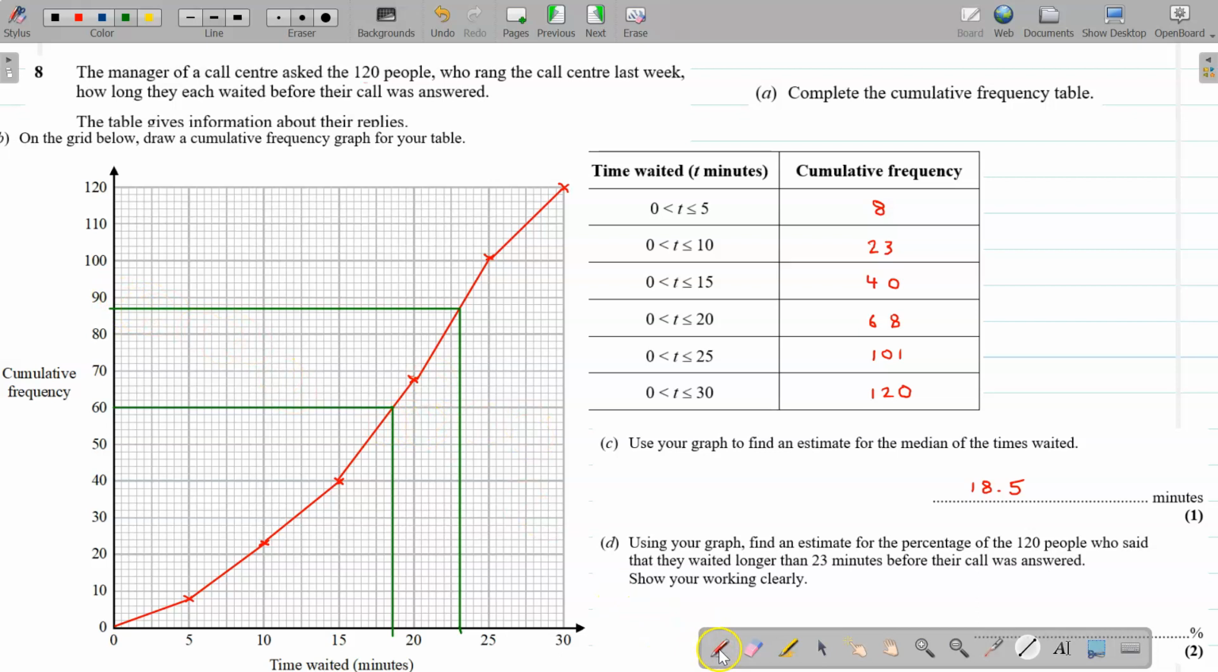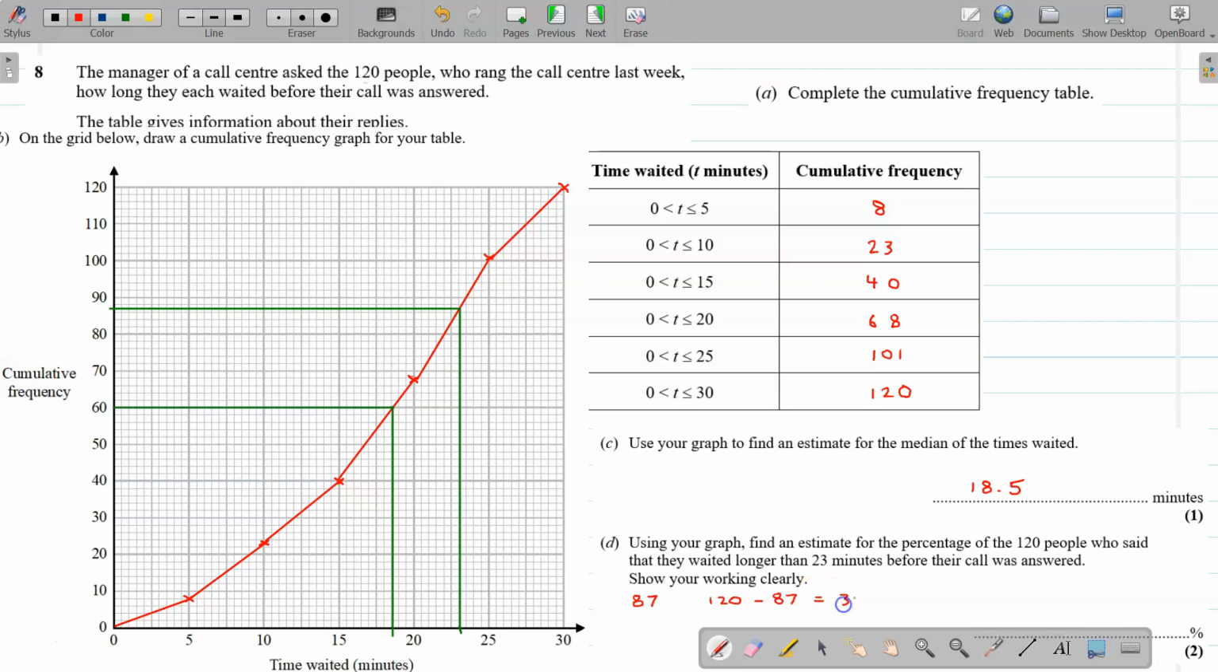Okay, so what I'm going to do is write down, you just got to interpret this carefully. If that's 87, then I'm just going to write the number there: that's 87 people who waited less than 23 minutes. So the ones who waited longer are 120 minus 87, and that comes to 33 people.